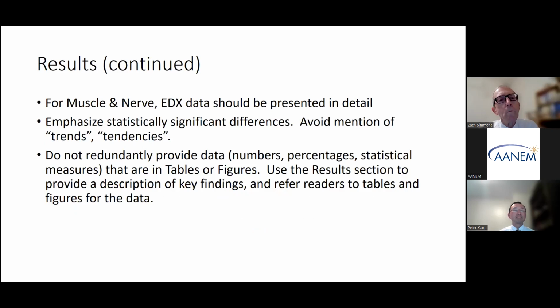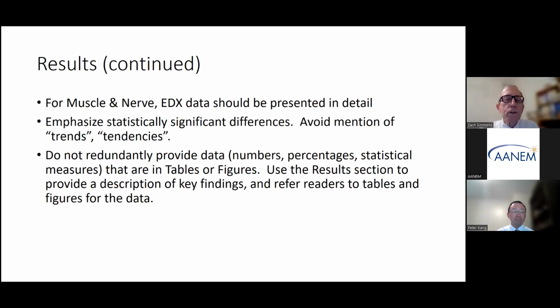Looking at more aspects of the results, electrodiagnostic data, at least in Muscle and Nerve, should be presented in some detail. It's not very helpful for our readers to see a statement that says something along the lines of, "nerve conduction studies and needle examination revealed an acquired demyelinating polyneuropathy." Why? Because the readers need to be convinced of that, because this is a core interest of people who read this journal. So those should be provided in detail.